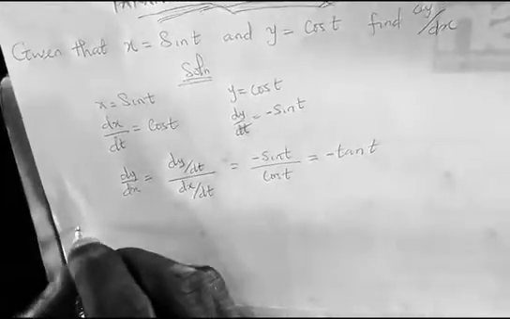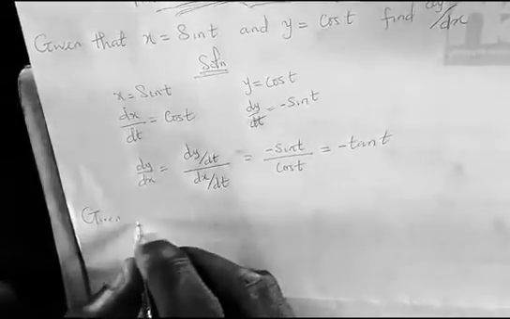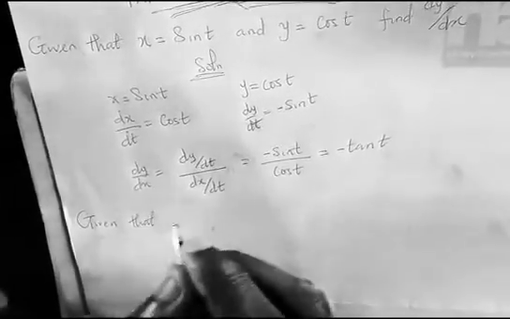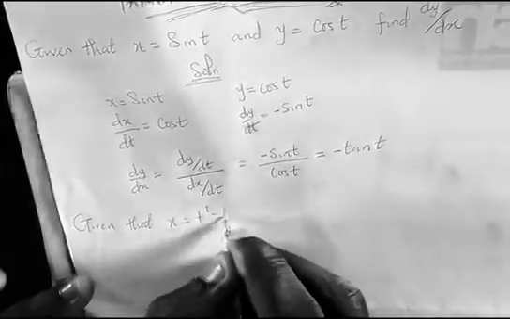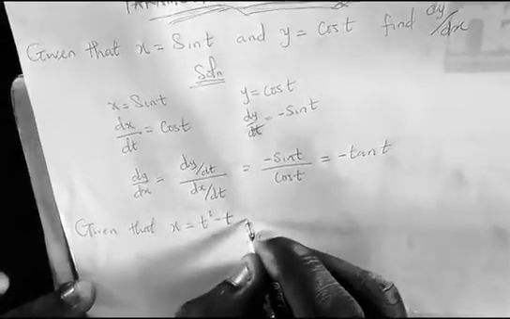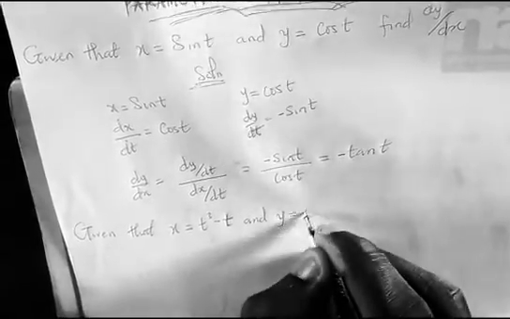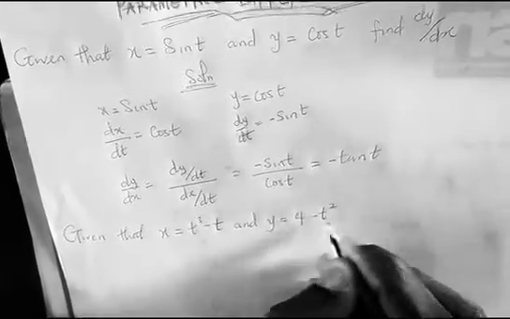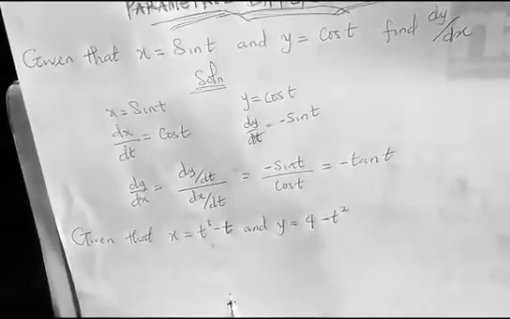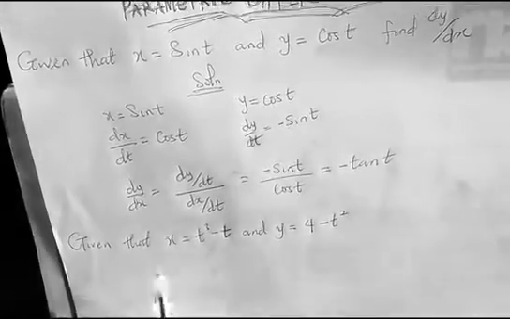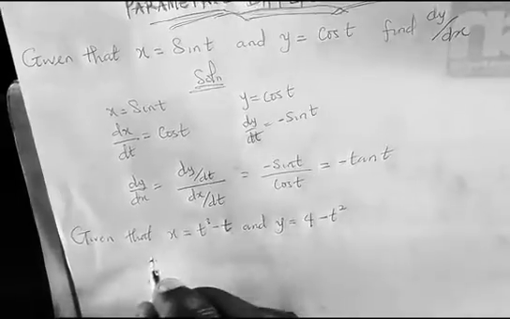I'm sure we understand everything we did in this first example. So let's go on to another question. Let's say we have a question given that x equals t raised to the power 3 minus t and y equals 4 minus t squared. You can go ahead and pause the video and try to solve this question. Now, what am I to do in this kind of question? The same thing we did for the first question.